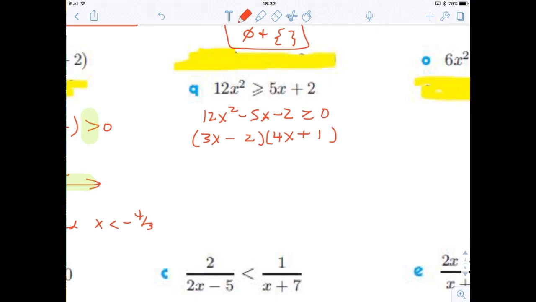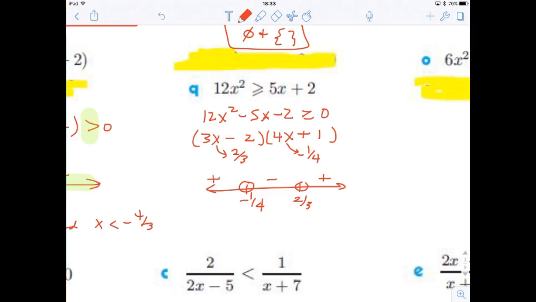Okay, so in this case, the critical values are 2/3, and this one is going to be negative 1/4. And I'm going to mark these on here. So negative 1/4, 2/3, and in between the two we've got 0. If you put 0 in there, you'll have negative 2 times 1, which is a negative in the middle. And then if you put in big positive numbers, you'll get positive out. If you put in big negative numbers, you're going to have two negatives multiplied times each other. You also get positive out.